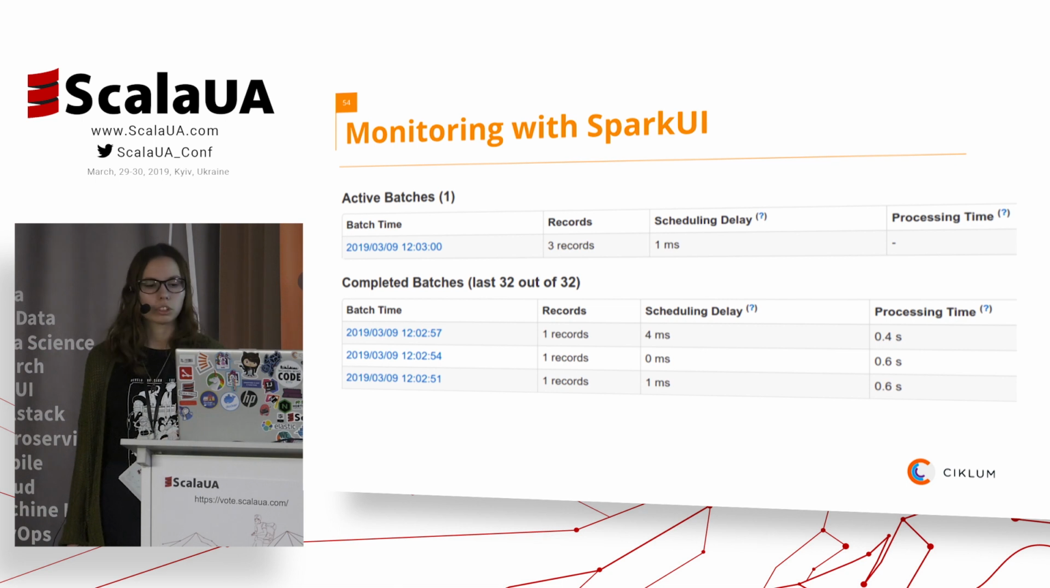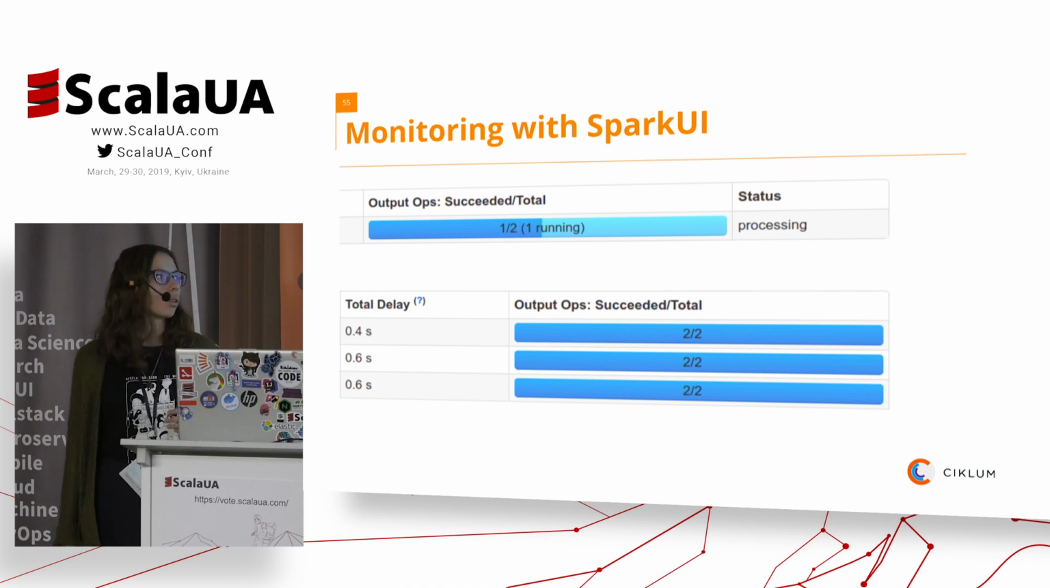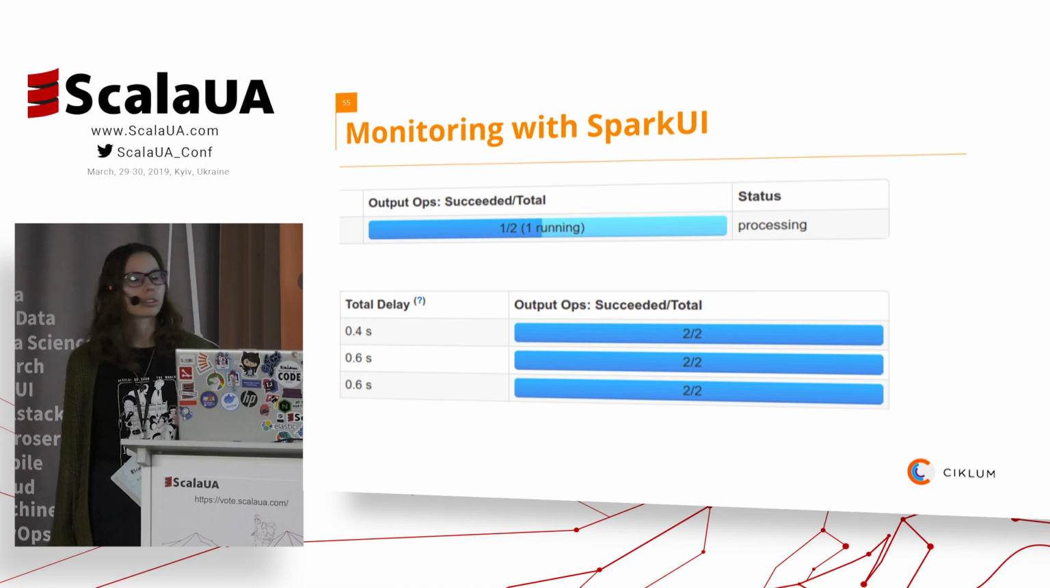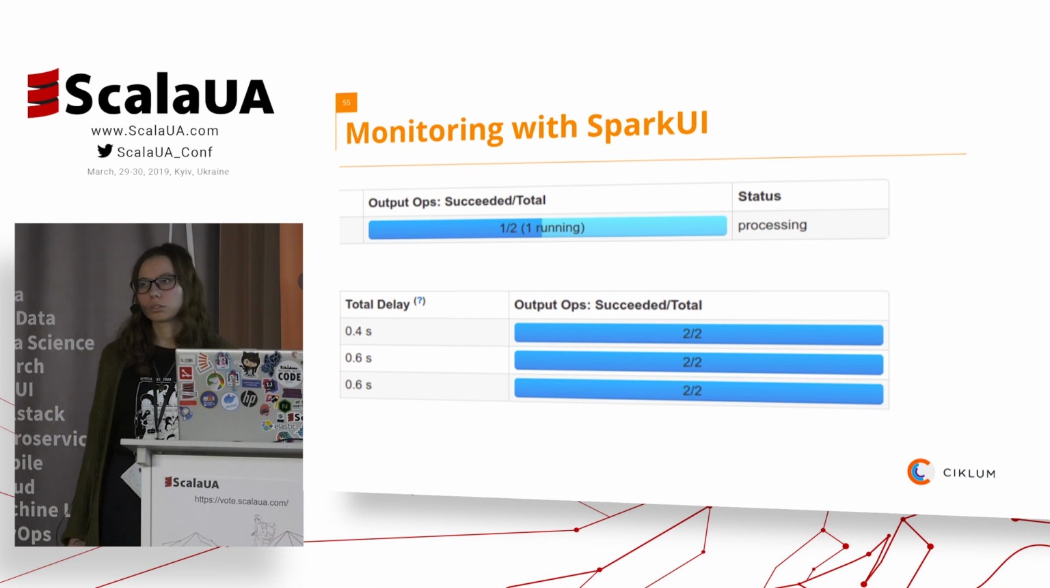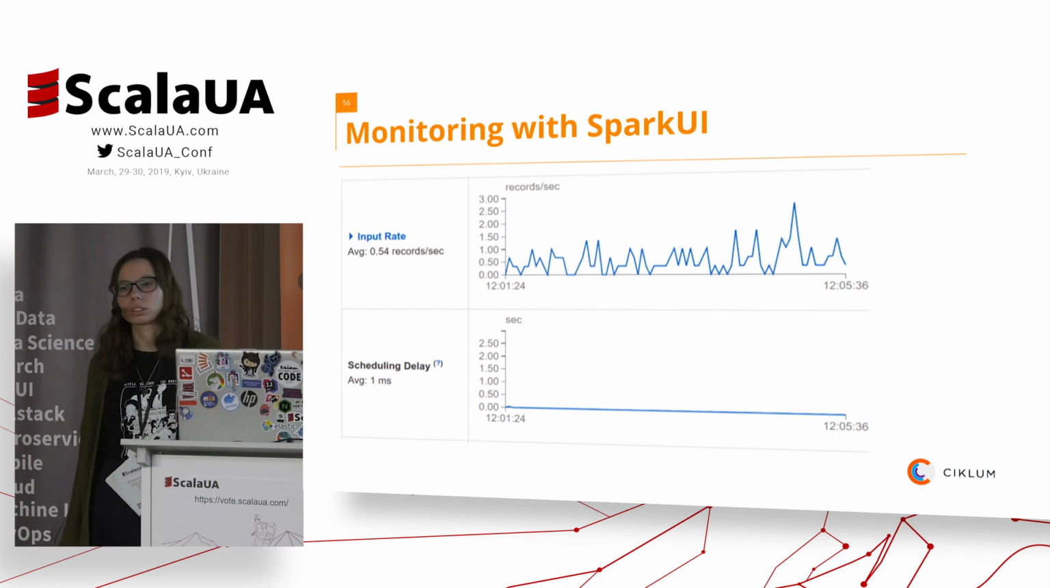the scheduling delay for each microbatch, and also the total delay, which is the sum of scheduling delay and processing time. So if the total delay is more or less equal to the processing time, it means that you almost do not have delays in processing each microbatch. Also, you can see visually which microbatch is in process right now, which succeeded or failed if it happens, and for what reason. In Spark UI itself, you can see the optimizers, how it happens inside of the queries, and you can see simple statistics using these charts.